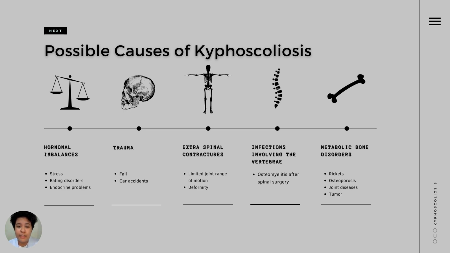Next is extraspinal contractures. These are characterized by limited joint range of motion and deformity. Next is infection involving the vertebrae, such as osteomyelitis caused by bacterial or fungal infection after spinal surgery. And lastly, metabolic bone disorders such as rickets, osteoporosis, joint diseases, and tumor.